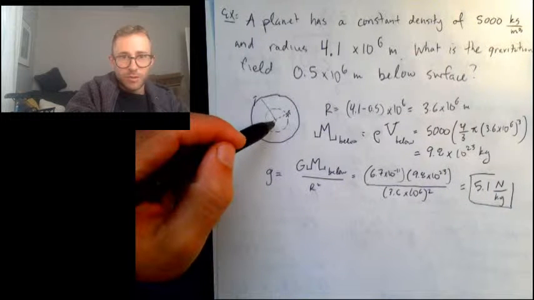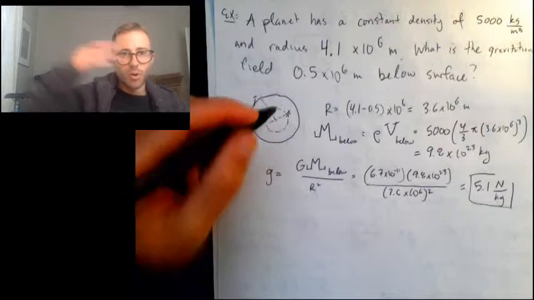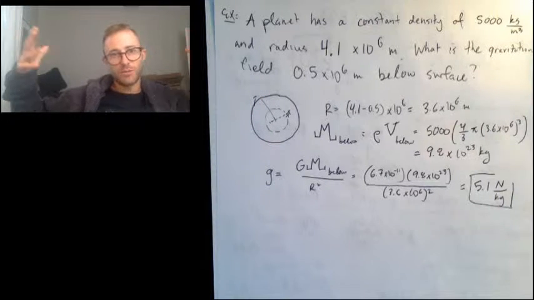Why is that? It's because basically you're being pulled from all sides equally, and so the net result is nothing.